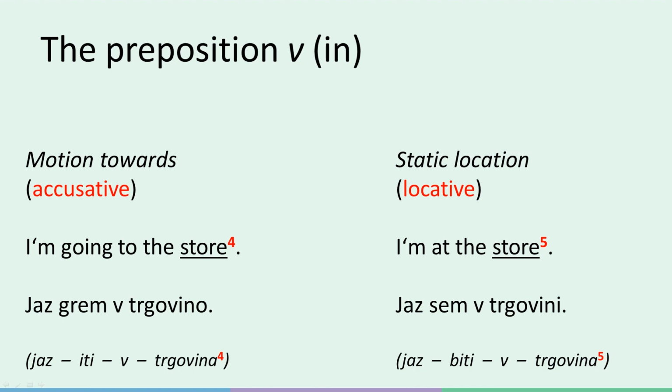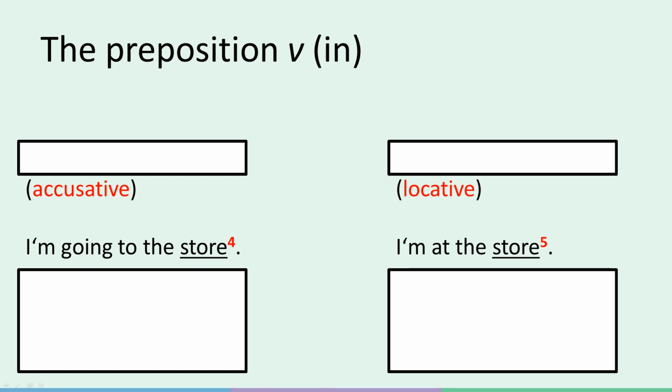Okay, so that was a ton of information at once. Let's repeat what's important again. If we translate the English sentence I'm going to the store to Slovene, the word store has to be in the accusative. Why is that again? Because with the preposition v, we use the accusative or 4th case when describing motion towards. When translating I'm at the store, the same preposition, so v, is used, but the word store is in the locative or 5th case. Why? Because with the preposition v, we use the locative or 5th case when describing static location.